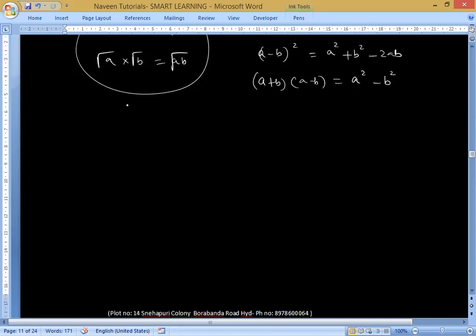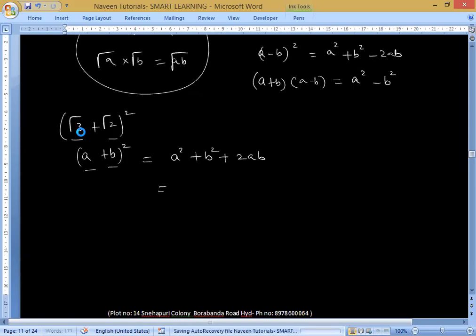Now I'm going to explain using these formulas. The first question is root 3 plus root 2 whole square. If you compare with a plus b whole square, the value of a is root 3, the value of b is root 2. So the a plus b whole square formula is a square plus b square plus 2ab. Am I right? The first value is a, the second value is b.